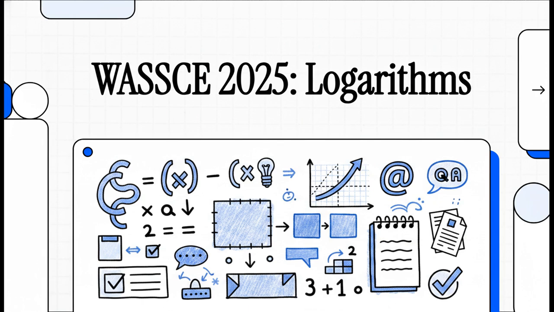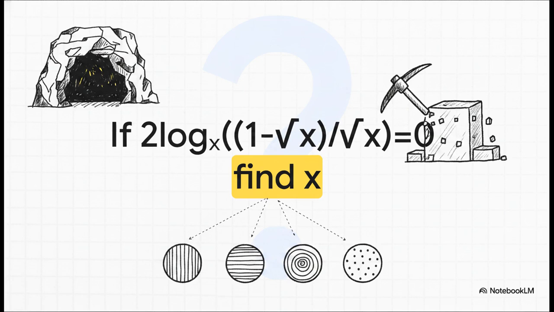But for now, let's just jump right into the math. Okay, let's establish exactly what we're up against here. The equation we're starting with is 2 times log base x of, well, this whole messy expression, 1 minus the square root of x, all divided by the square root of x, and the whole thing equals 0. Our mission? Find the hidden value of x from the options 1/2, 1/4, 1, or 0.